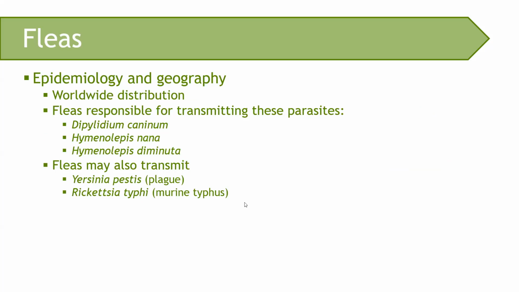Yan. So these are the fleas responsible for transmitting these parasites. We have your Dipylidium caninum, the dog and cat tapeworm, Hymenolepis nana, and Hymenolepis diminuta. No? Fleas can also transmit bacterial infections, such as your Yersinia pestis, which is a causative agent of plague, and we have your Rickettsia typhi, which is the causative agent of murine typhus. Yersinia pestis and Rickettsia typhi are all bacteria. No? Dipylidium caninum, Hymenolepis diminuta, and nana are parasites.